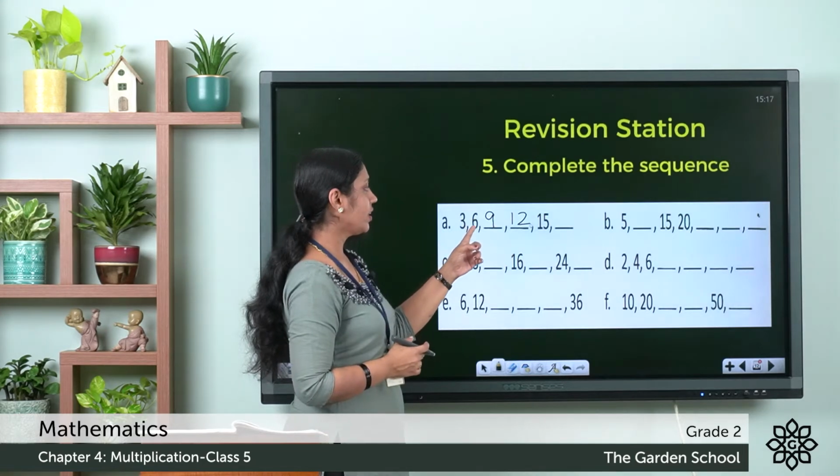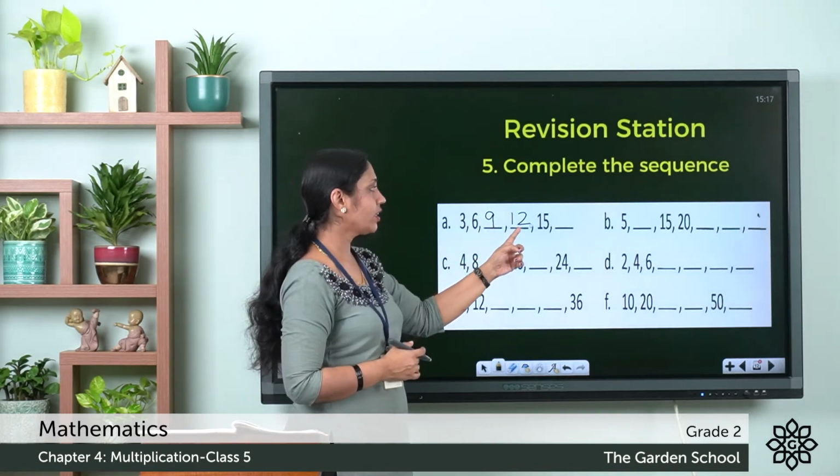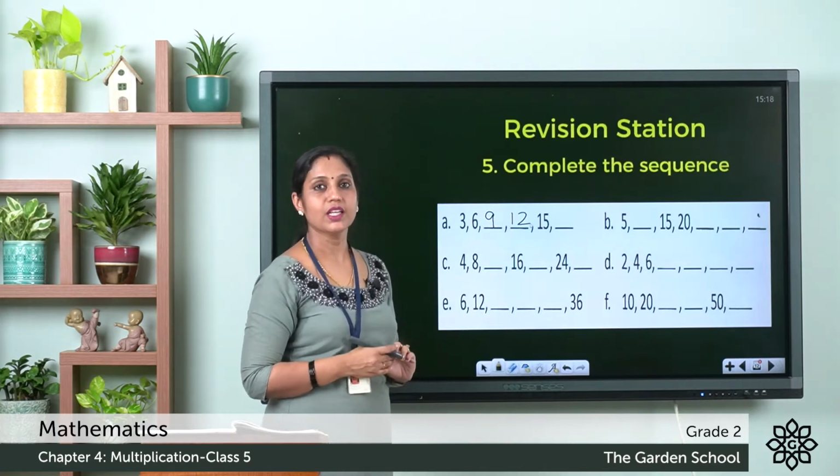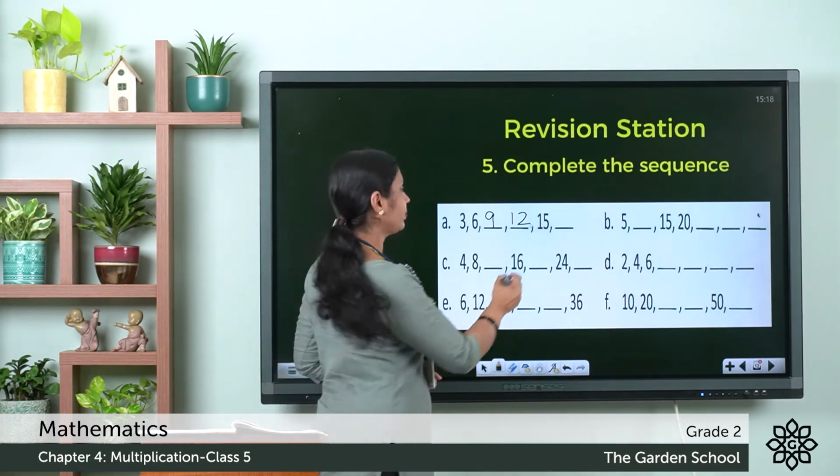Next you can see the number 15 is given here. So 3 ones are 3, 3 twos are 6, 3 threes are 9, 3 fours are 12, 3 fives are 15. Now we have to find out the next number. 3 sixes are 18.